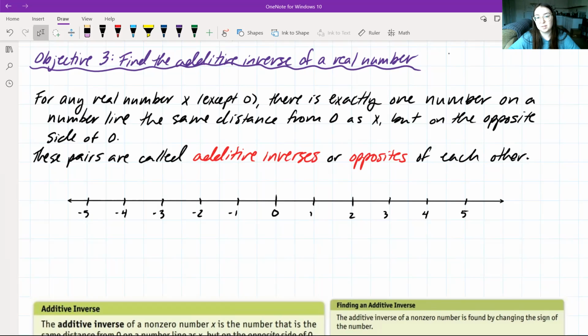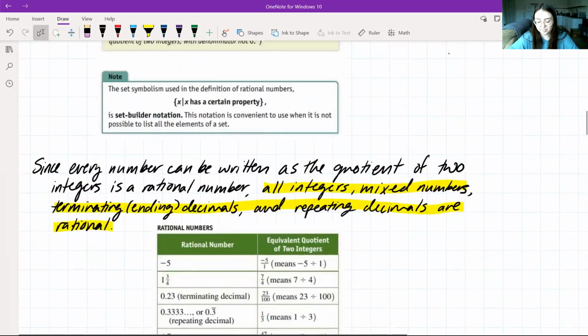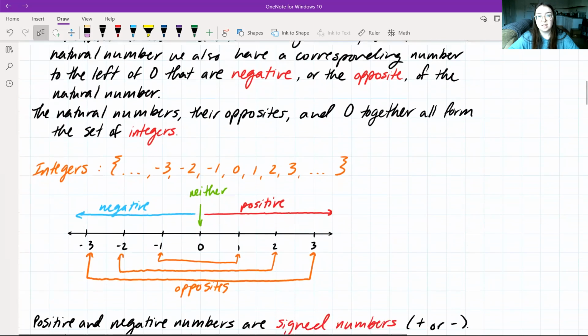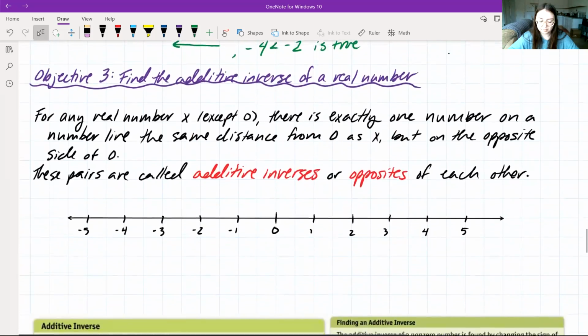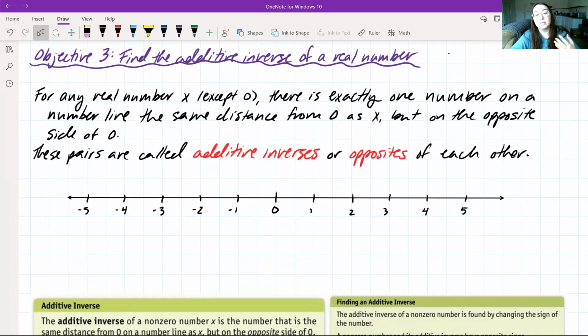Notice that these are called opposites, the same way that, and let's scroll up here, the same way that negative versions of our natural numbers are also opposites. Because now when we talk about additive inverses, we're talking about the pair, the negative and the positive. So these pairs of positive and negative numbers that are the same except for the sign, positive and negative, are called additive inverses or opposites of each other.